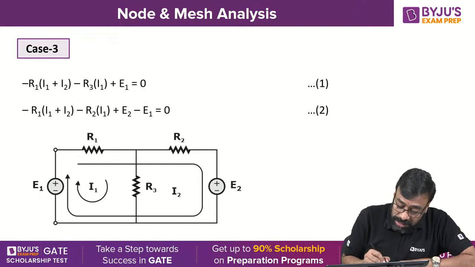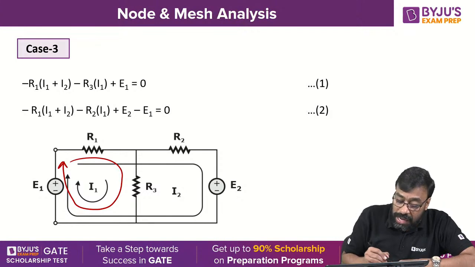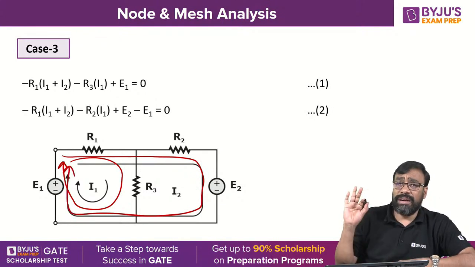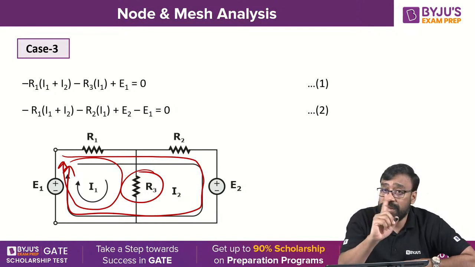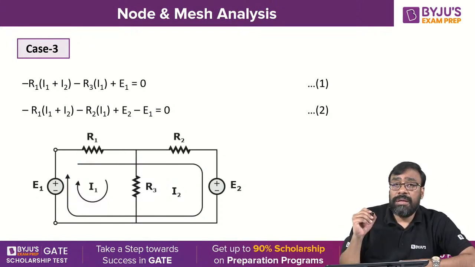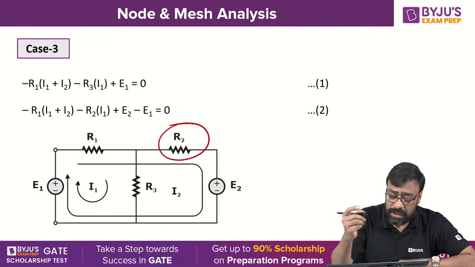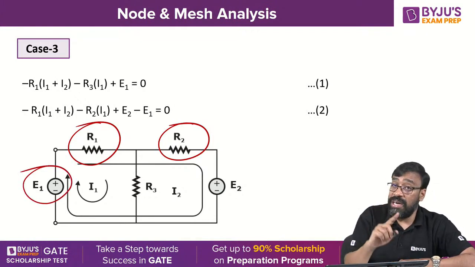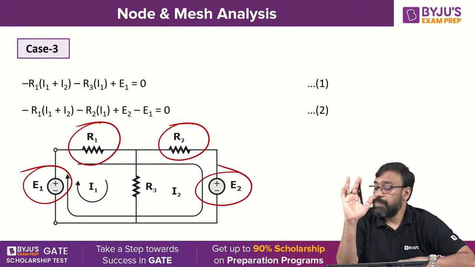See, look at this. I1 is passing through R1, R3, E1. Yes or no? I2 is passing through R1, R2, E2, E1. It's very clear. But R3 is experiencing only one loop current, that is I1. I2 is not passing through it. Is it okay, Ashok? Okay. Now, R3 belongs to only the first loop. R2 belongs to only the second loop. R1 belongs to both the first and second loop. Of course, E1 belongs to both the first and second loop. E2 belongs to only the second loop. Is it clear?